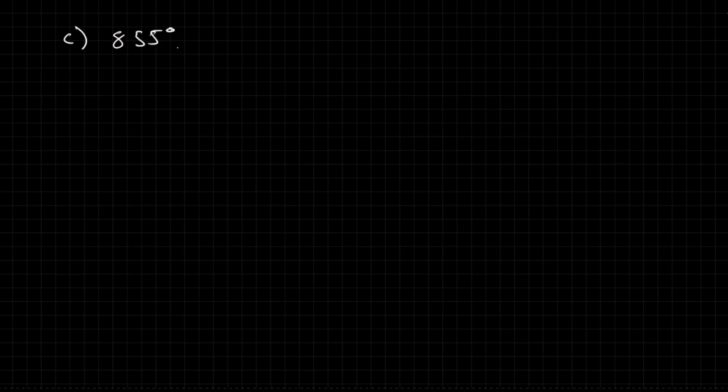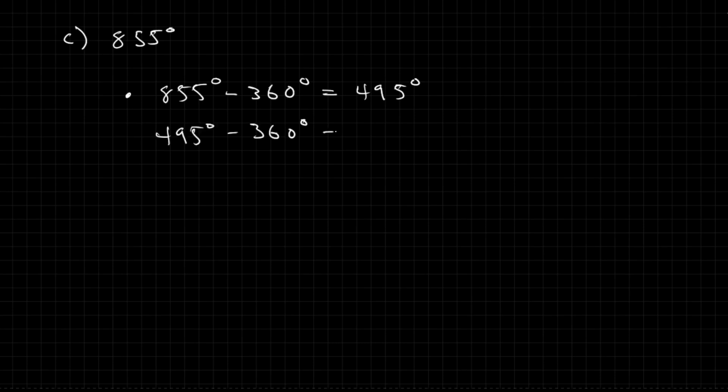Now let's draw 855 degrees. So 855 is larger than 360, so the first thing we're going to do is subtract 360 as many times as we need to in order to obtain an angle that's between 0 and 360. So if you take 855 and you subtract 360 degrees, then you get 495 degrees. Now that still is not between 0 and 360 degrees, so we'll take that and subtract 360 again, and we end up with 135 degrees.